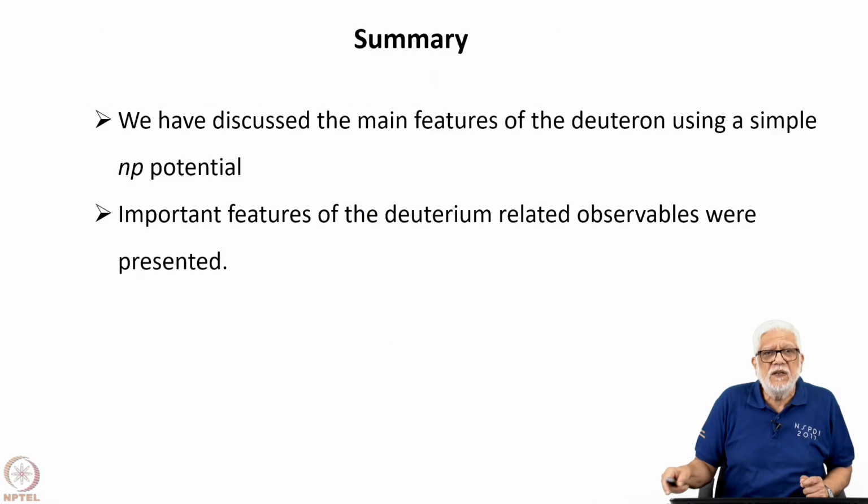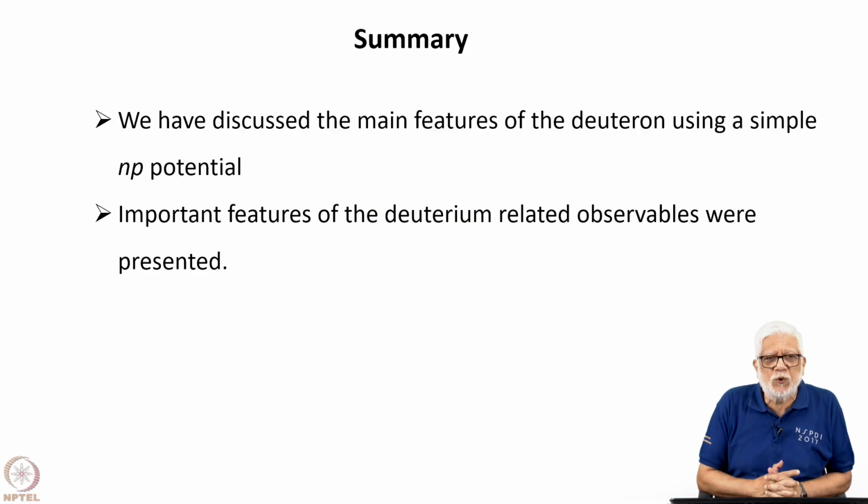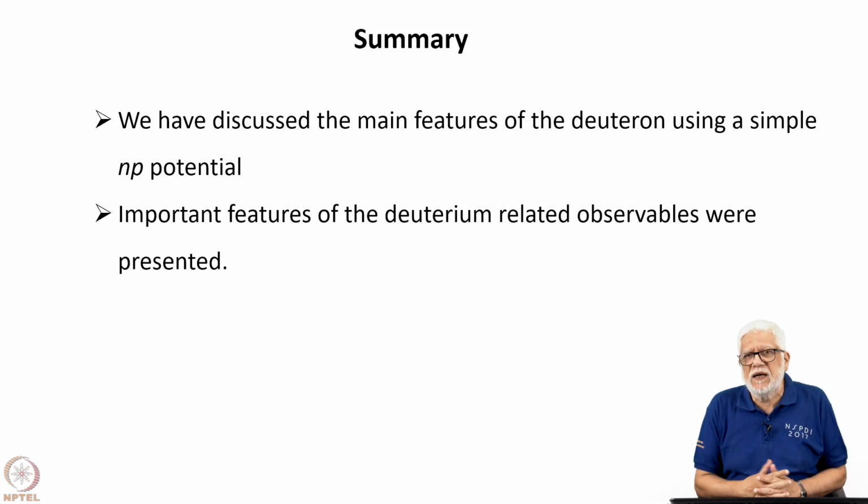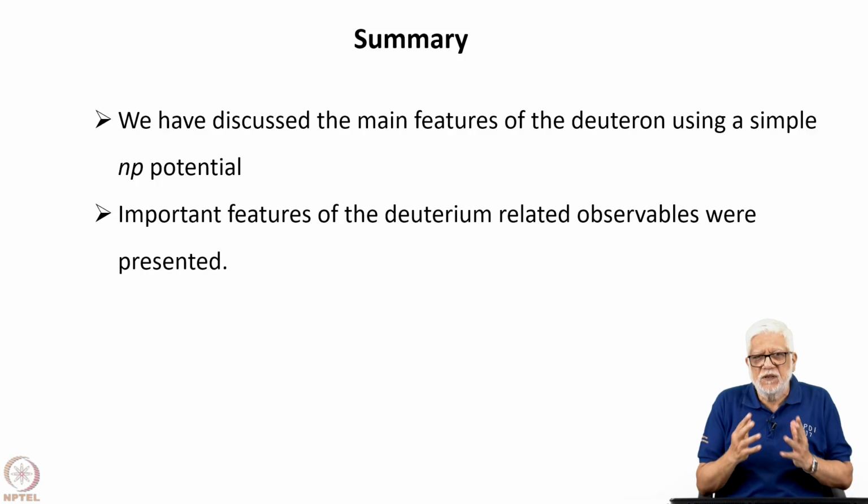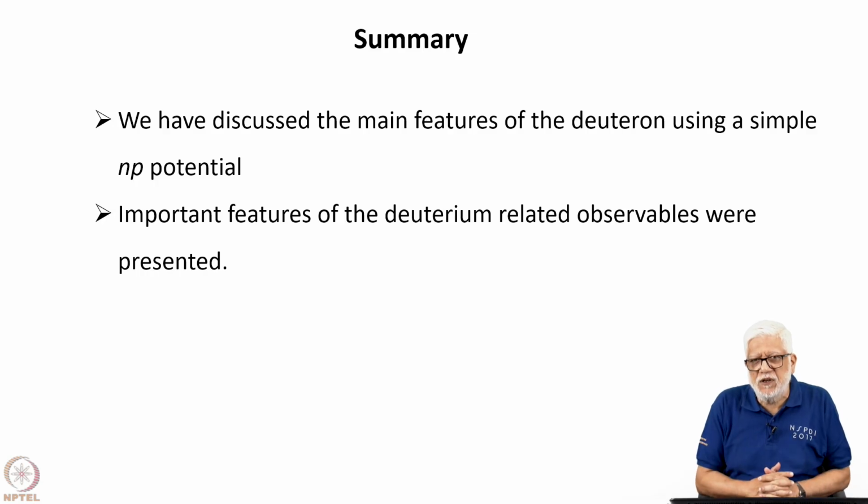Okay. So, in summary, we have discussed the main features of the deuteron using just a simple NP potential, and some of the important features of the deuteron related observables such as the magnetic moment, the quadrupole moment, the electric dipole polarizability, and a possible long range interaction, which is a little more general nucleon-nucleon potential. Is there a long range? So, these are some of the things that have been discussed in this lecture. Thank you.